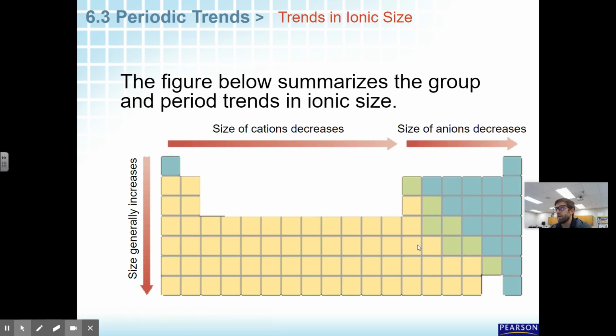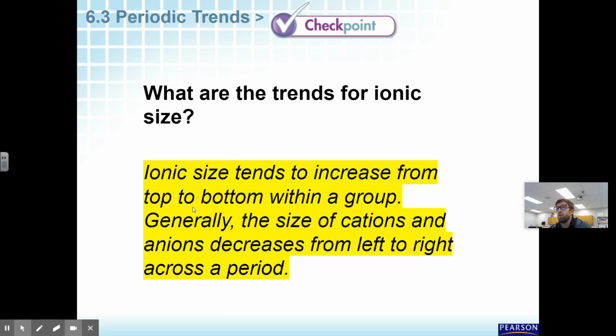So here's something you can look at if you need to. And here's the summary of this trend. So what are the trends for ionic size? If you've already written this down once, don't write it again. If you're watching this video, you should have already written it down once.